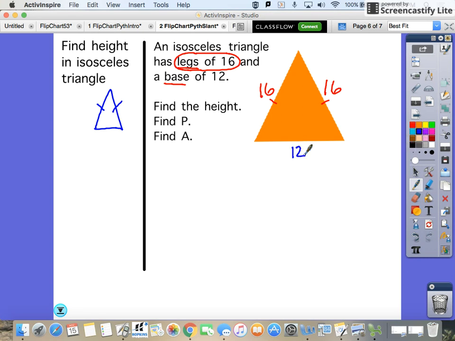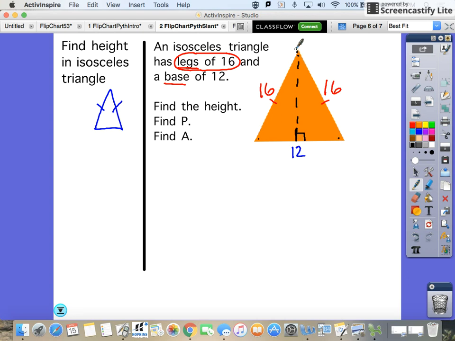They want us to find the height and then the perimeter of that triangle and the area of the triangle. The problem is we don't have a right triangle right now. These angles are not 90 degrees, so we need to manipulate this a little bit in order to make a 90-degree triangle. What I could do is draw a line halfway in the middle and make a 90-degree angle.